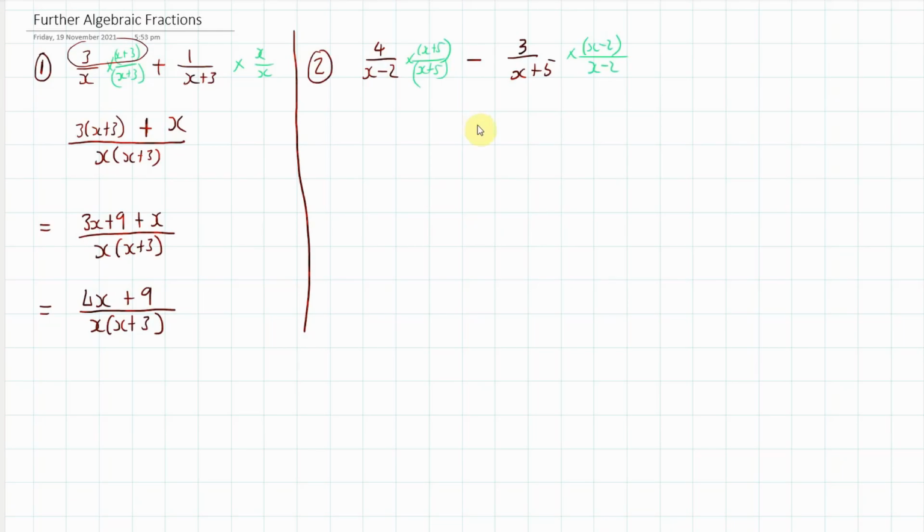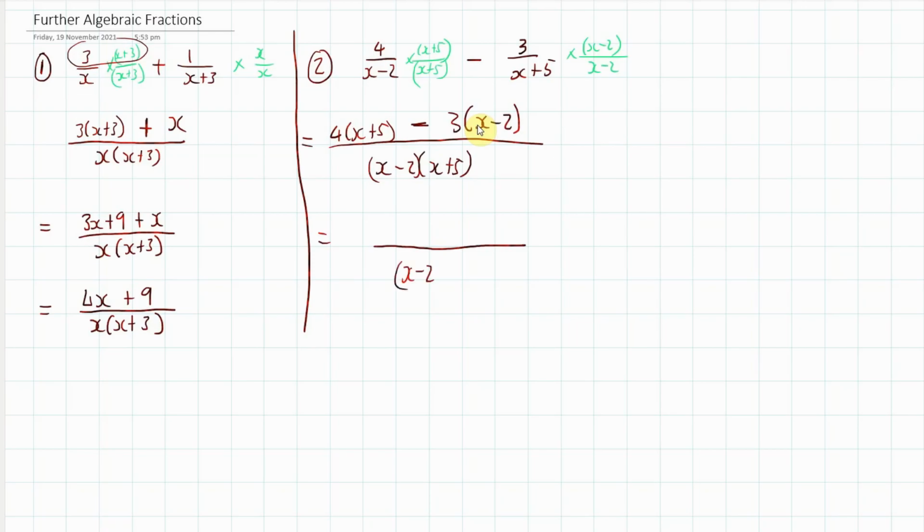This will lead us in the next line to get 4 bracket x plus 5. Of course our denominator will be the same now, so it'll be x minus 2 times x plus 5. And we just leave it like that. We're going to keep it factorized. Then I've got my minus up the top here for the numerator, and then I've got my 3 bracket x minus 2. At this point, we're going to expand both of those brackets on the top, so we'll leave the bottom factorized like so.